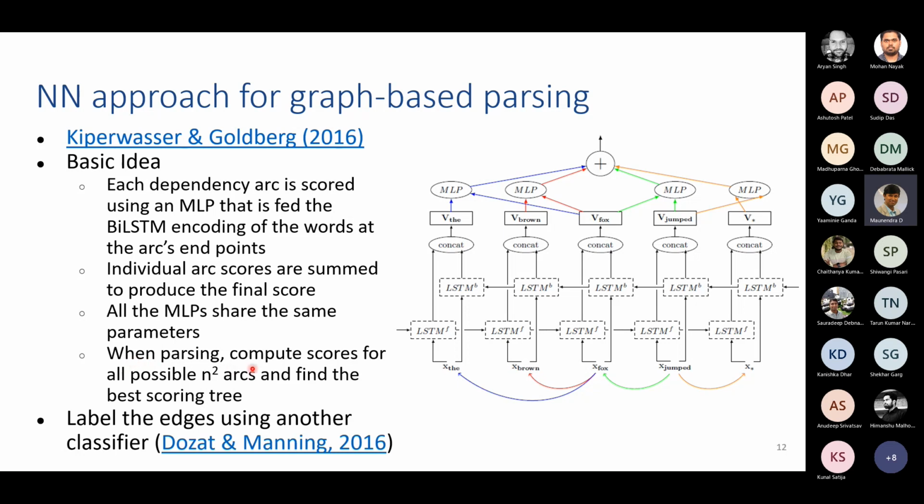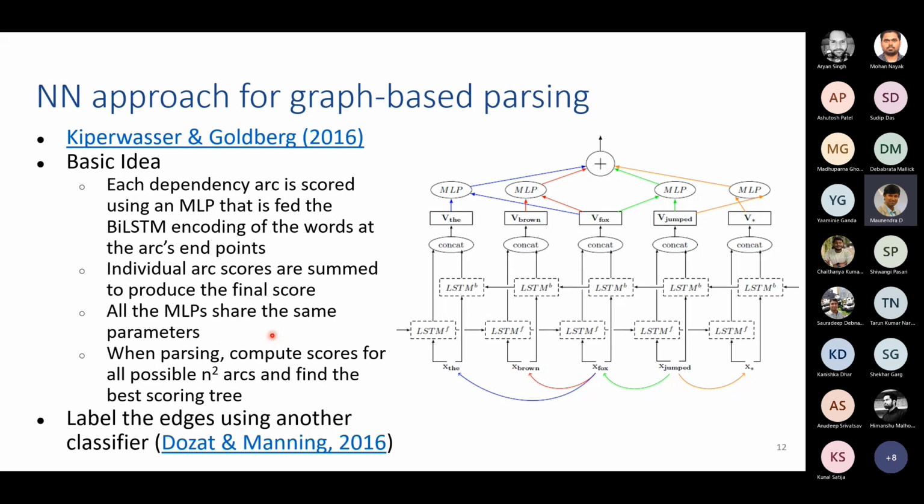Now, when parsing, compute the scores for all possible order n square arcs and find the best scoring tree. So definitely, it's not a very efficient technique. You are actually trying to look at that entire search space, and then trying to find the best possible tree. But still, that's one approach that people can think of, and people can modify it suitably to have some interesting algorithm.